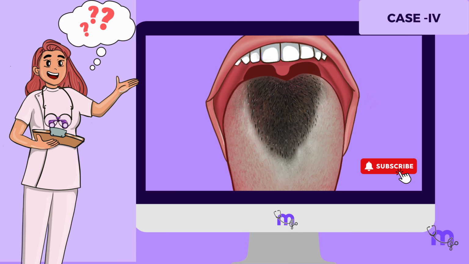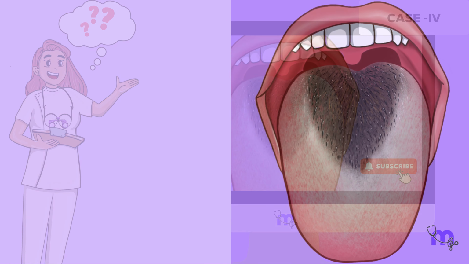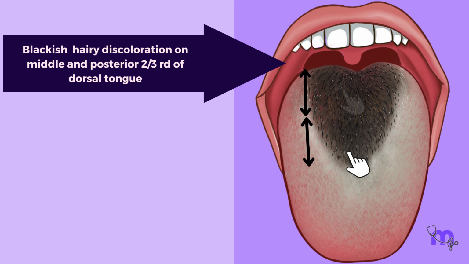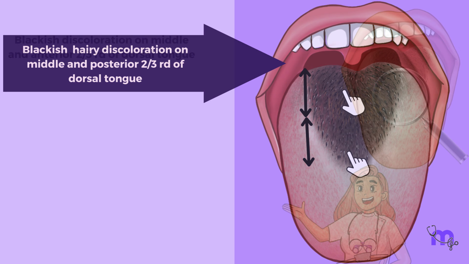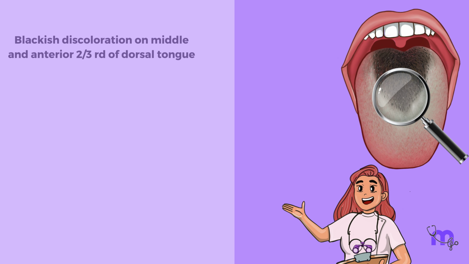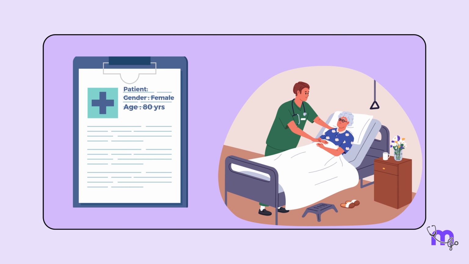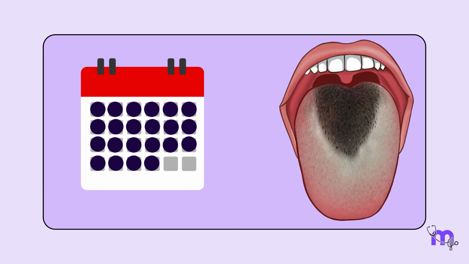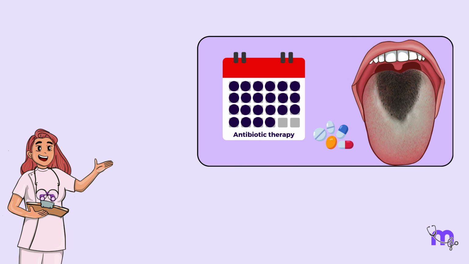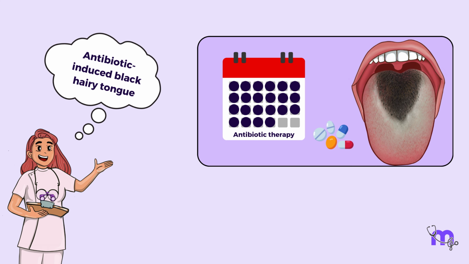What do you see and what could be the diagnosis? A hairy discoloration on the middle and posterior third of the dorsal tongue is seen. From the clinical appearance, I came to the diagnosis of hairy tongue. This patient was an 80-year-old woman with diabetes mellitus who was admitted to the hospital due to a renal abscess. 28 days after the initiation of antibiotic therapy, a black discoloration developed on her tongue. This confirmed it was an antibiotic-induced black hairy tongue.